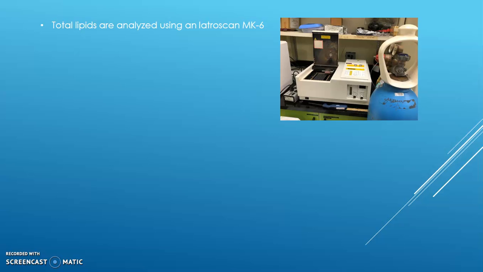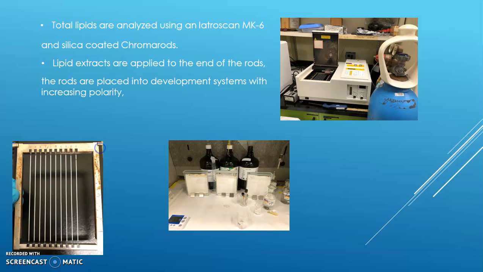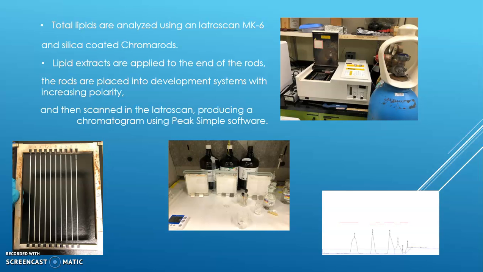Total lipids are analyzed using an Iatroscan Mark 6 and silica-coated Chromarods. The process is thin layer chromatography, and the lipid extracts are applied using a Hamilton syringe to the bottom of the rods, and the rods are placed into different development systems with increasing polarity. Between the different systems, the rods are scanned in the Iatroscan to produce a chromatogram.